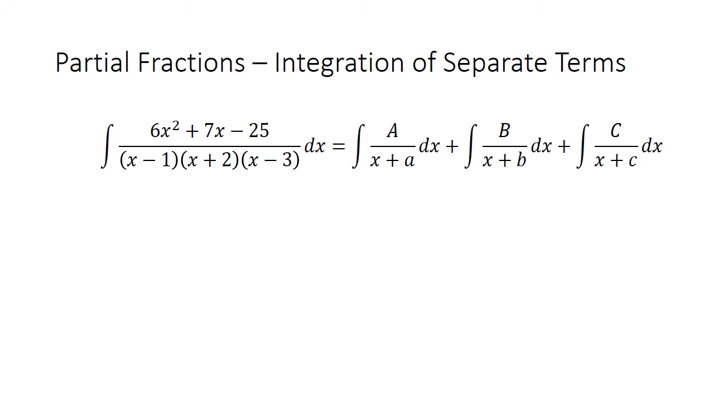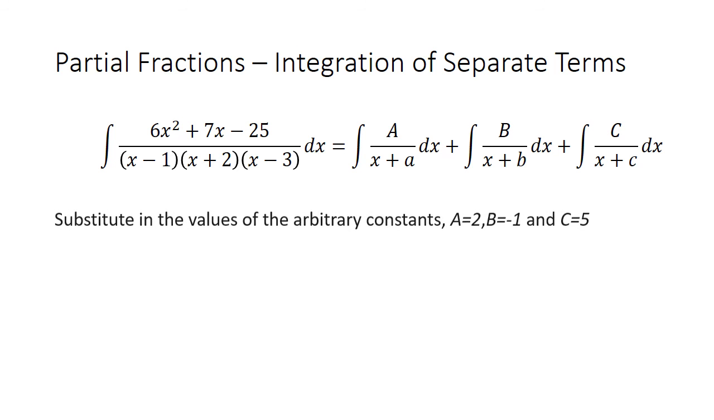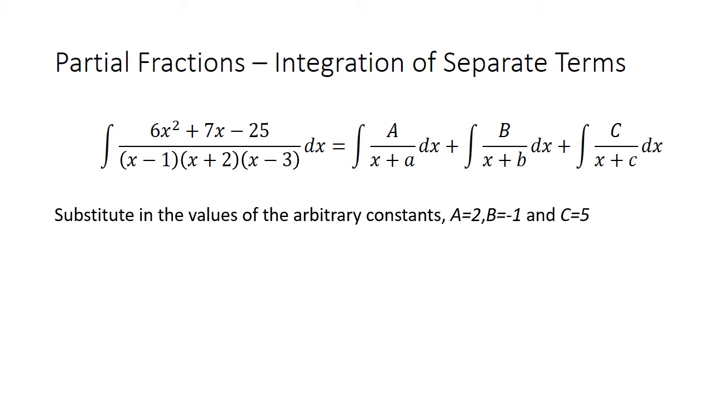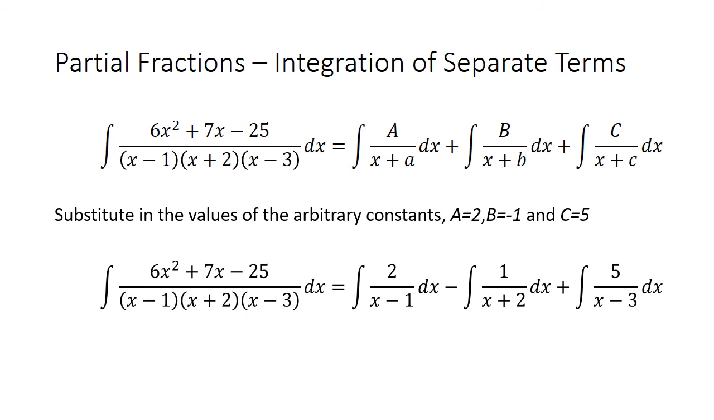So if we go back to our original equation, we transformed it into our three separate quotients. Our next task is to substitute in the values of the arbitrary constants which we have just evaluated. A is equal to 2, B is equal to minus 1, and C is equal to 5. So if you substitute those values in, we get this expression here, and we bring the minus outside for the minus 1 on the second term on the right hand side. So we get minus the integral of 1 over x plus 2. And if we go ahead and integrate those functions, we get 2 times the log of x minus 1 minus the log of x plus 2 plus 5 times the log of x minus 3 plus the constant of integration.